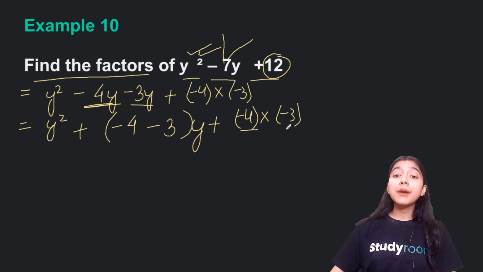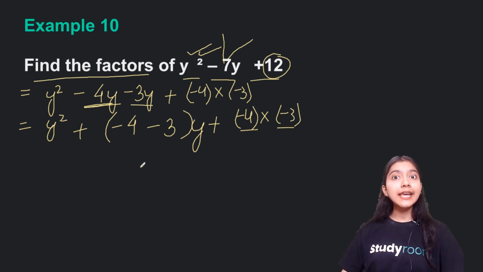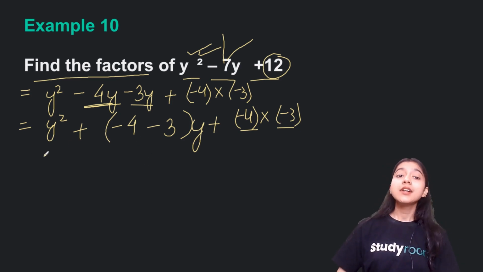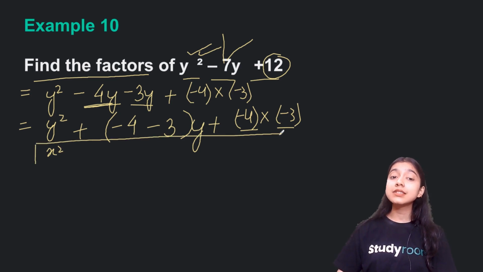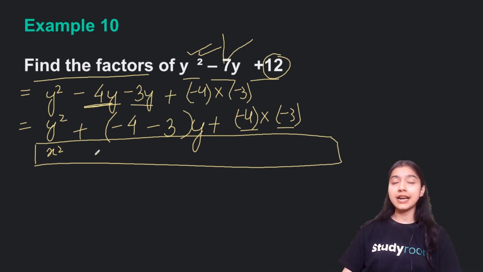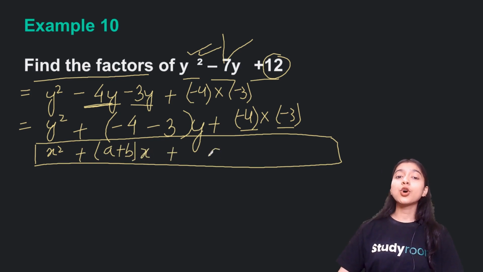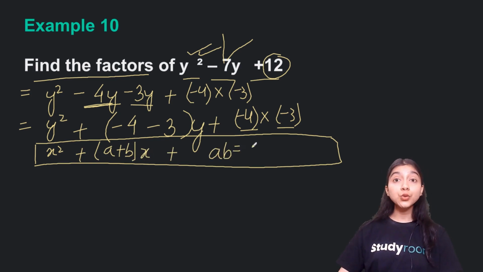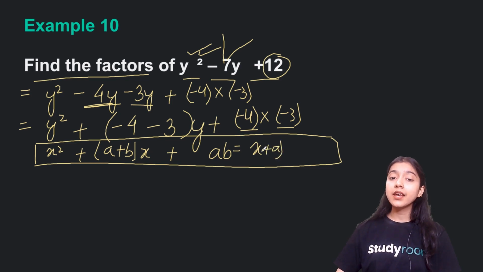The reason why I took minus 4 and minus 3 is to make this question look similar to the identity number 4 that I taught you. The identity number 4 that I taught you was x square. I'm just writing it for the sake of understanding. Don't focus on this. Don't write this in your actual answer. It is just for the sake of understanding. The identity number 4 was x square plus of a plus b times x plus of a multiplied with b. And this used to give us x plus a whole multiplied with x plus of b.